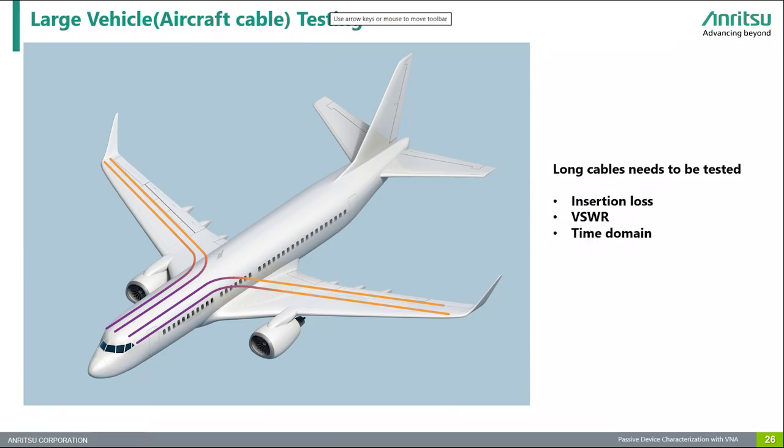The image of the aircraft with overlaid cable path emphasizes the complexity and length of these installations. Testing ensures that each cable performs within specification, both during initial installation and as part of routine maintenance also. Using a VNA for this purpose provides high accuracy, repeatability, and the ability to test in both frequency and time domains.